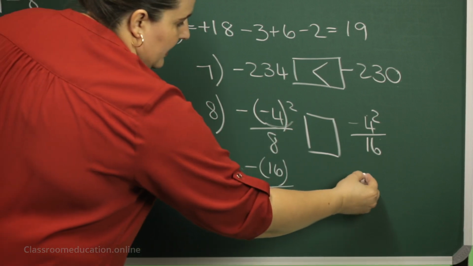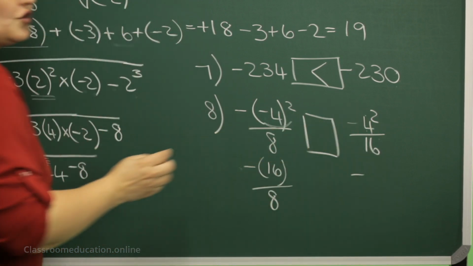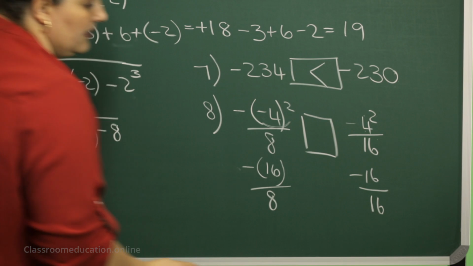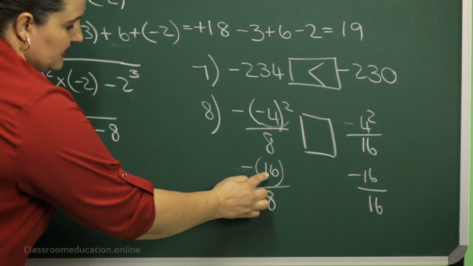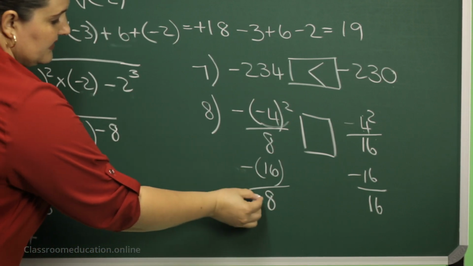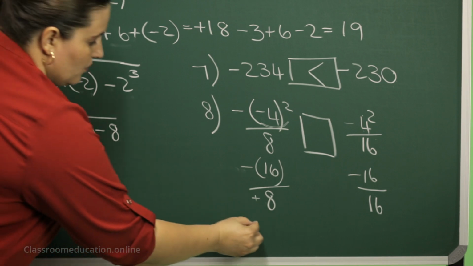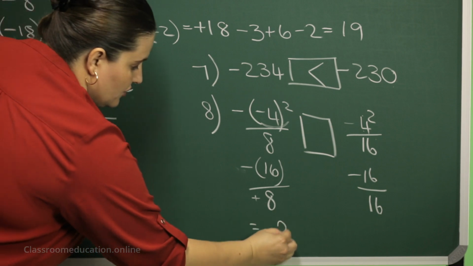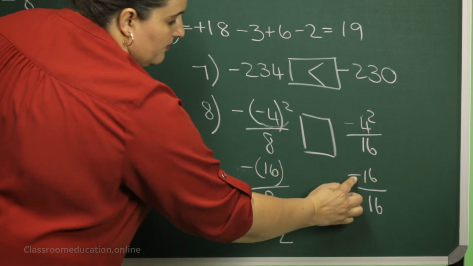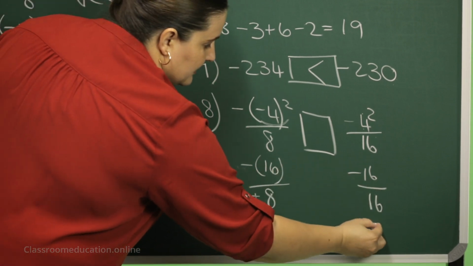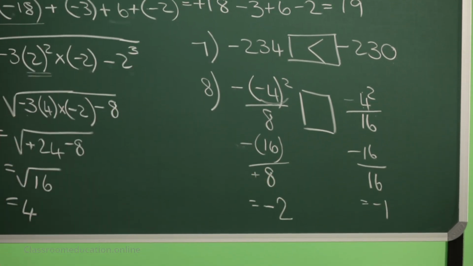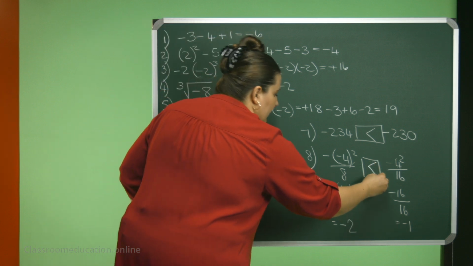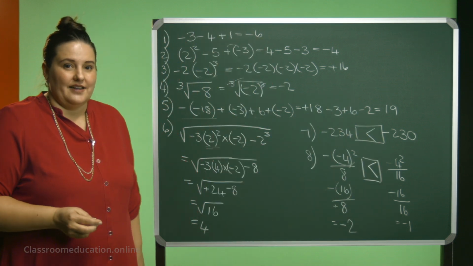And then on that side I have a negative. Then 4 squared will be 16 divided by 16. Okay, so negative 16 divided by 8. Negative divided by positive will give me an answer of negative. 16 divided by 8 is 2. Here, minus 16 divided by that is negative 1. So which one is bigger? The negative 1 is bigger, so there will be my inequality sign.